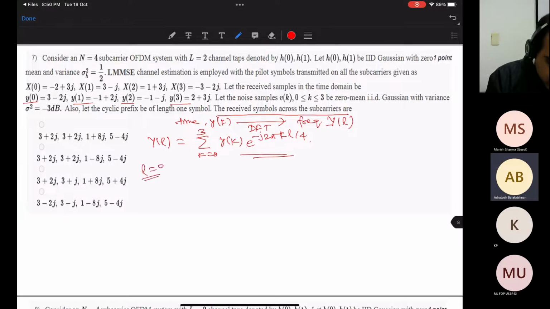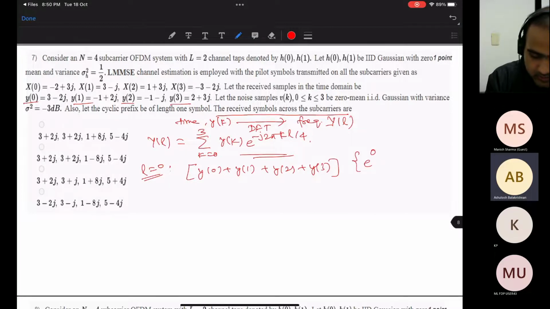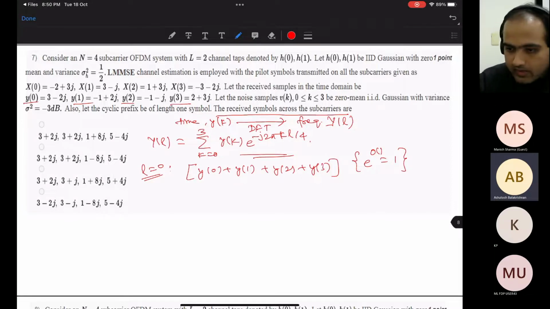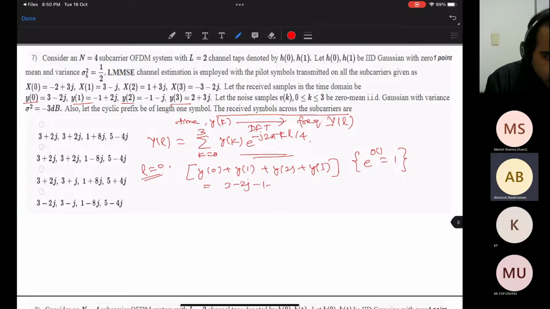So let's do for L is 0. For L is 0, it is straightforward. It is y0 plus y1 plus y2 plus y3. Again, this is because e to the power anything times 0 is 1, right? So this will always happen for any case, IDFT or DFT. The first term is always the simplest to calculate, right? You just need to add up everything. So this is 3 minus 2j minus 1 plus 2j minus 1 minus j plus 2 plus 3j. Okay, and this is 3 plus 2j.